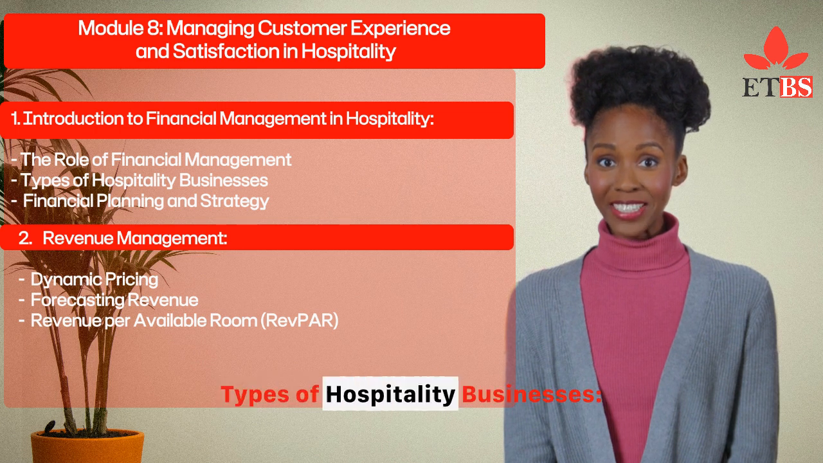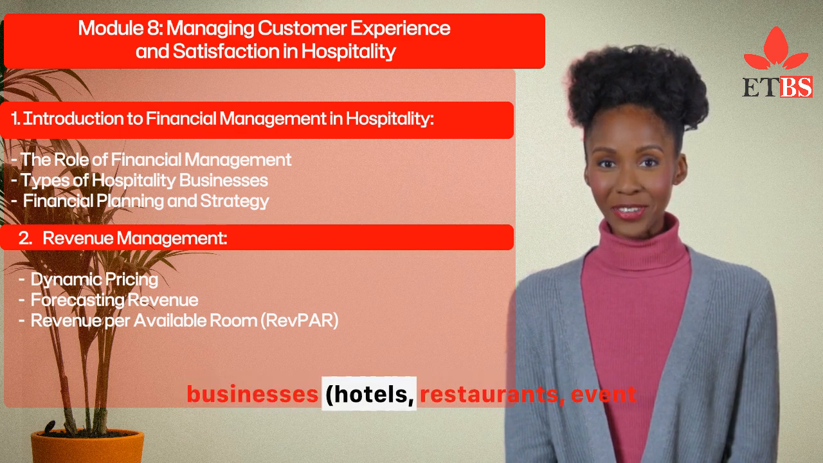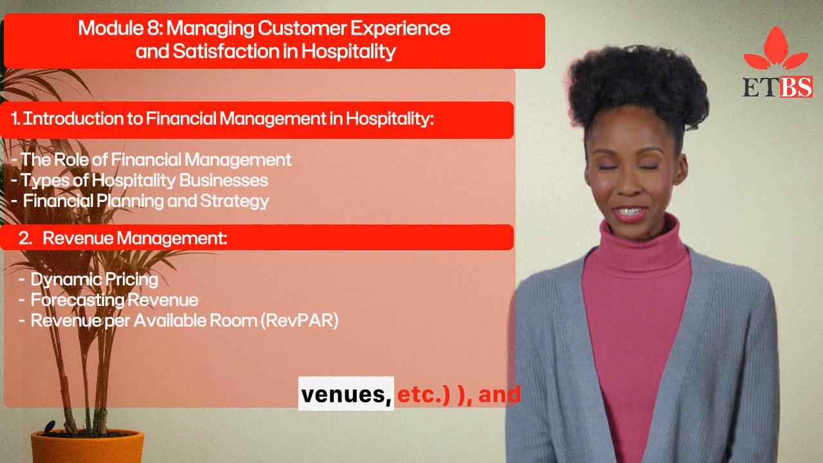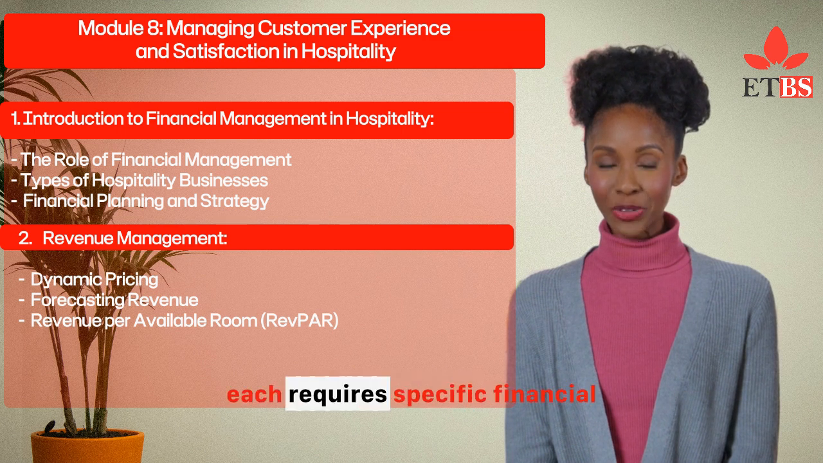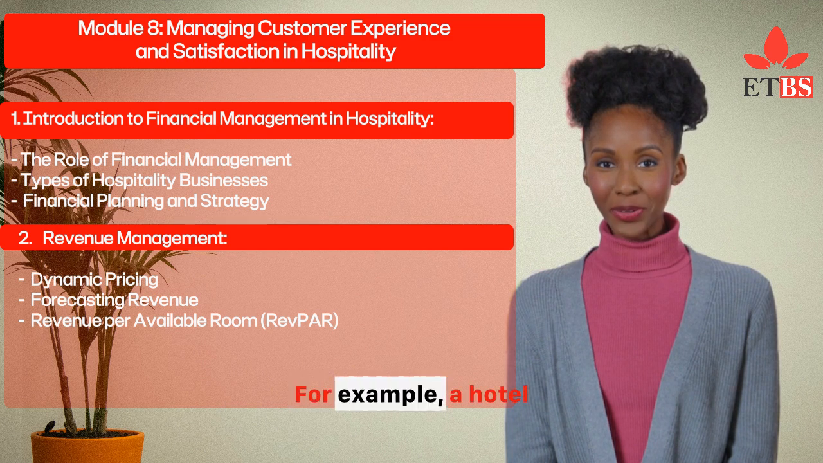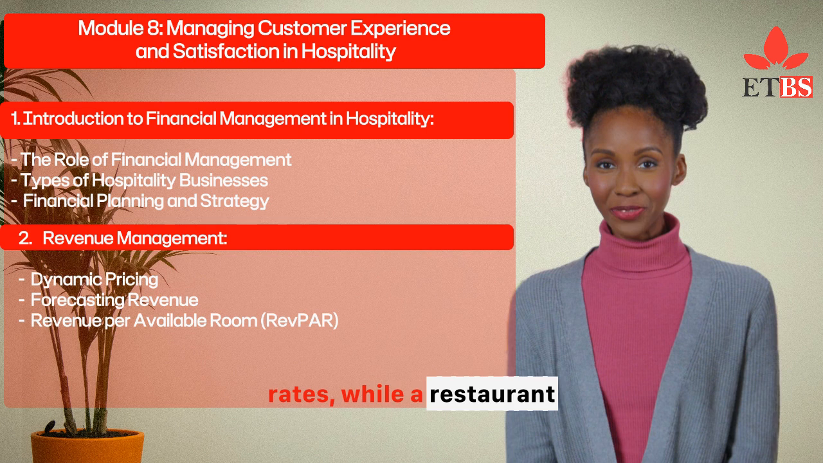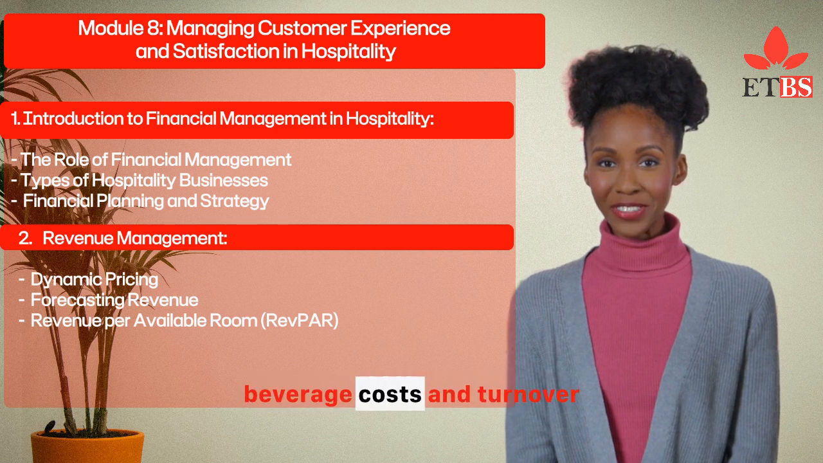Types of hospitality businesses. Financial management varies across different types of hospitality businesses, hotels, restaurants, event venues, etc., and each requires specific financial strategies. For example, a hotel must manage room occupancy rates, while a restaurant focuses on food and beverage costs and turnover rates.